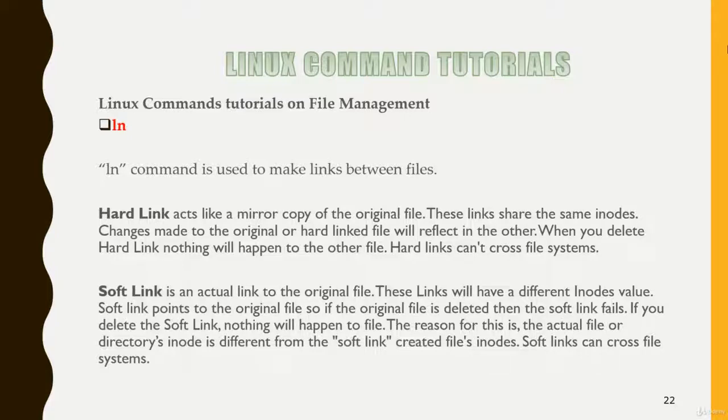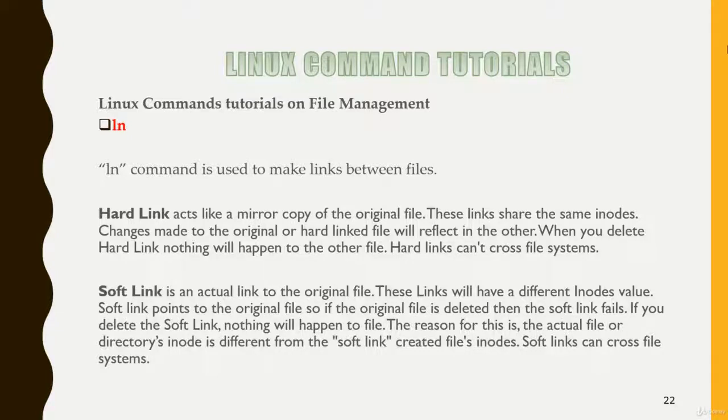A hard link acts as a mirror copy of the original file. These links share the same inode numbers. So what is an inode number? An inode number is an entry, we can say, in the inode table. Any file or directory you create in the Linux box is always associated with a number, or we can say the index number, that is called the inode number.